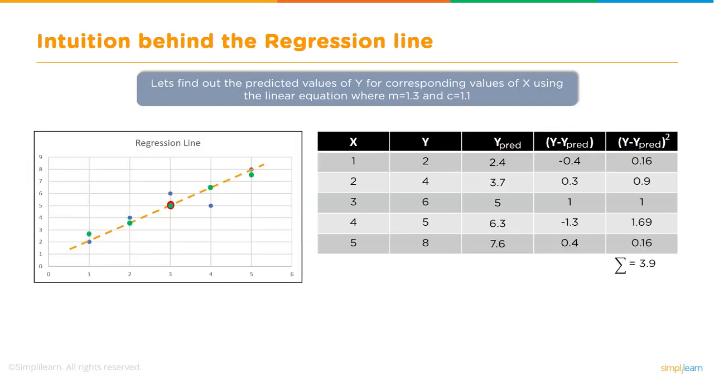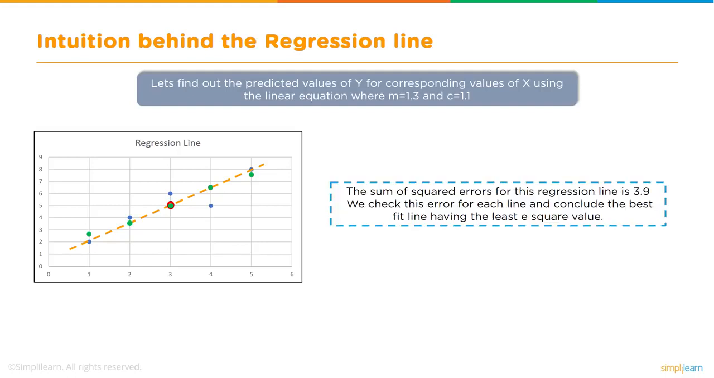Let's find out the predicted values of y for corresponding values of x using the linear equation where m equals 1.3 and c equals 1.1. And here you can see we've done the same kind of chart. We have our y predicted, and then we have the actual y minus the y predicted, because we are looking for the error squared or the e squared values. The sum of the squared errors for this regression line is 3.9. We check this error for each line and conclude the best fit line having the least e square values.